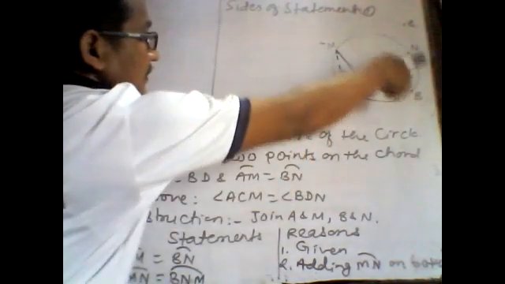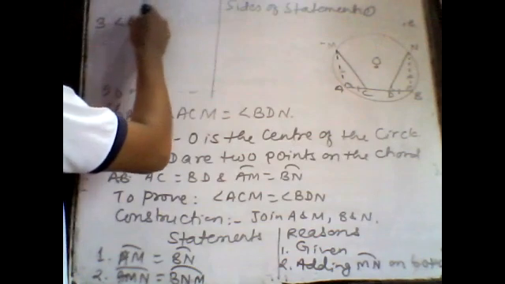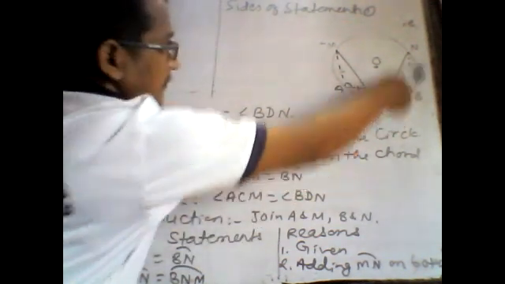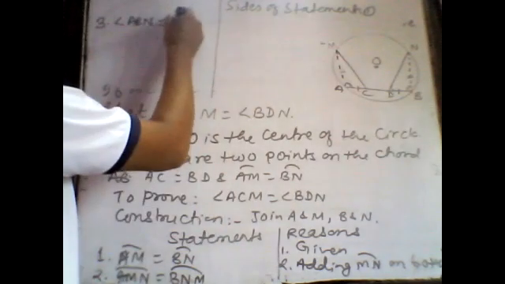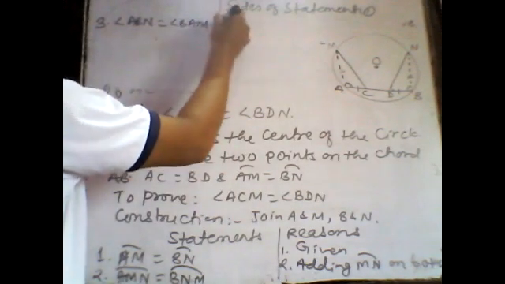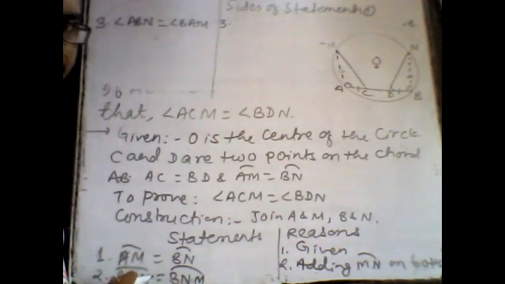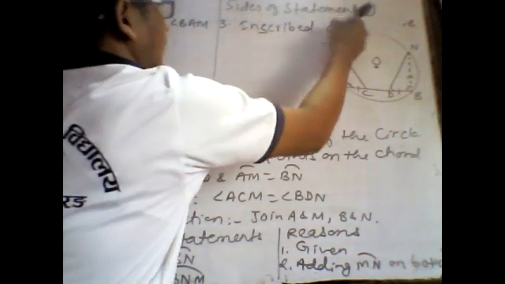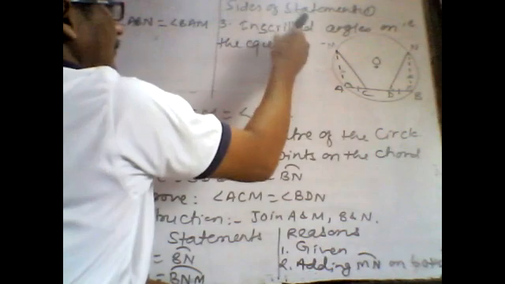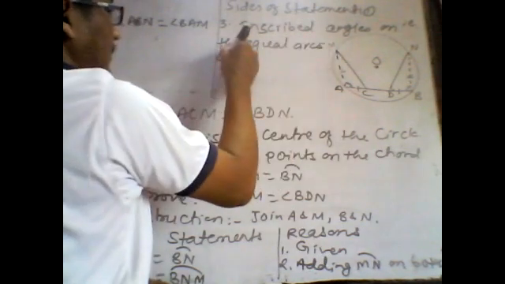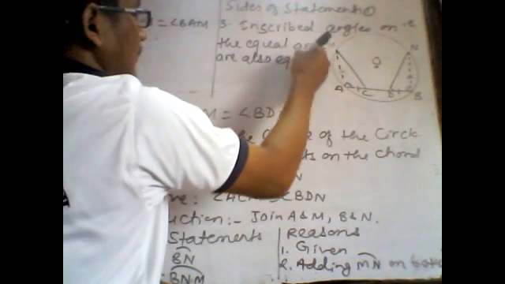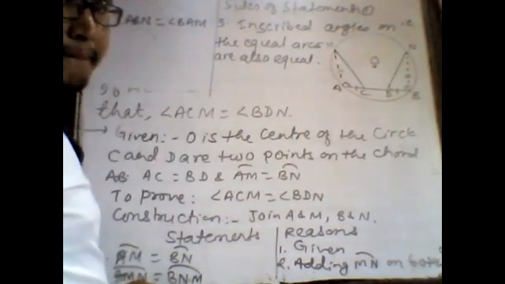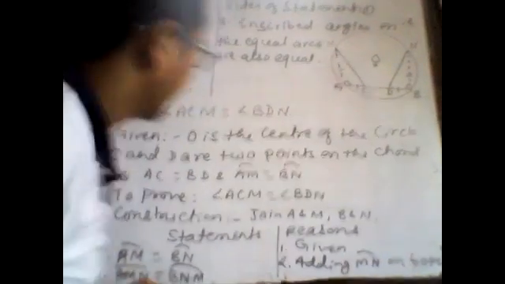Now number 3, you can write angle AMN equals angle BNN. Inscribed angles standing on equal arcs are also equal.